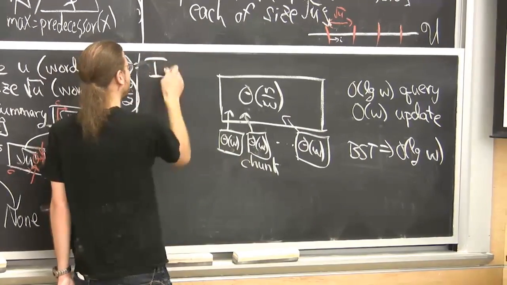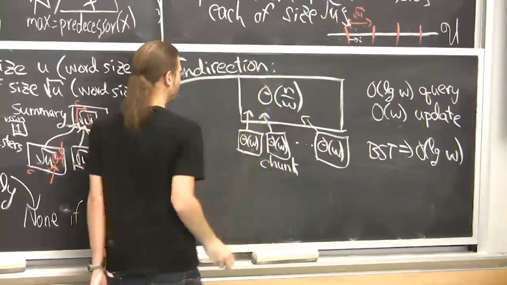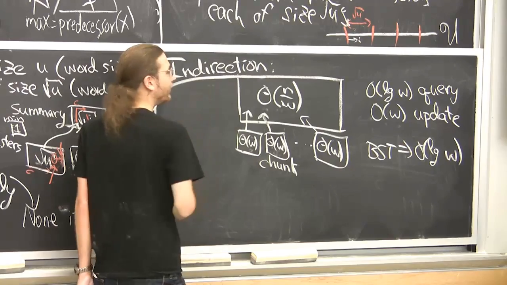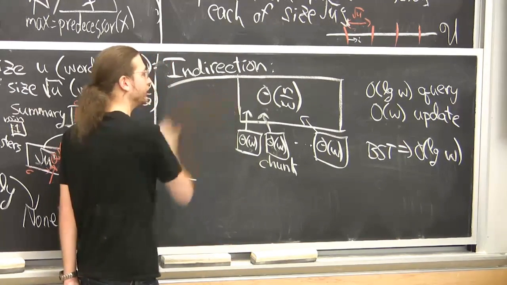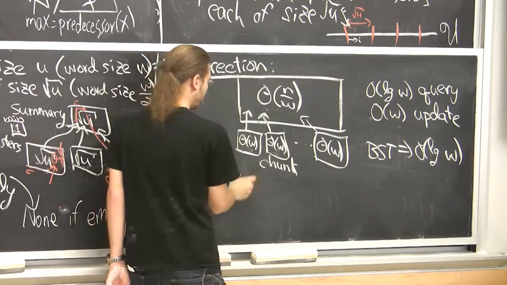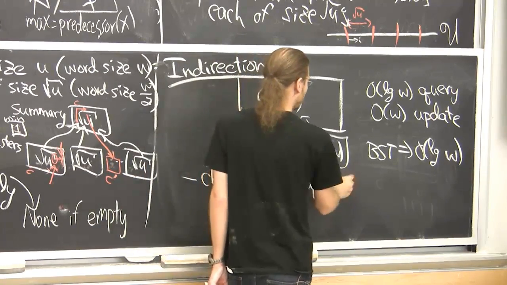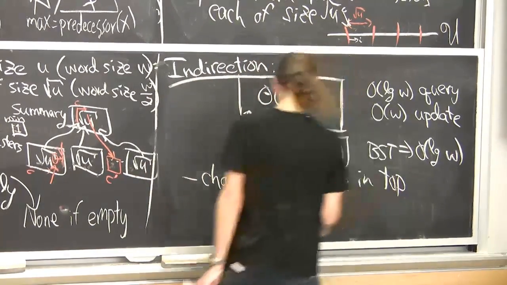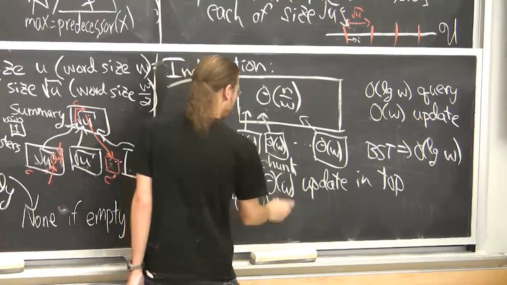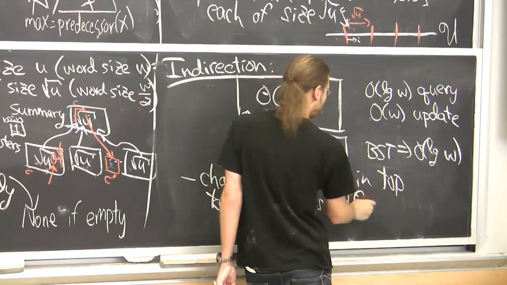So this is our good friend, the indirection technique, we will use over and over in this class. Very helpful when you're almost at the right bound. And it's actually in the follow-up Van Emde Boas paper. A similar indirection trick is in there. So we can charge the order W update cost in the top to the order W updates that have actually been performed in the bottom.